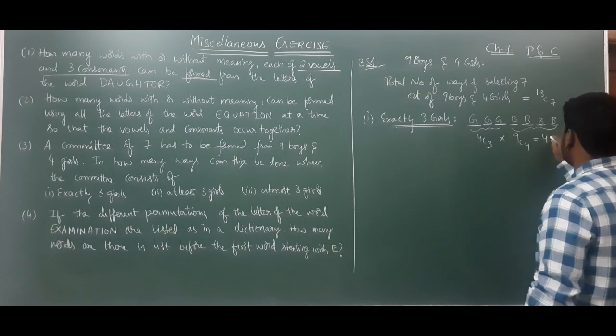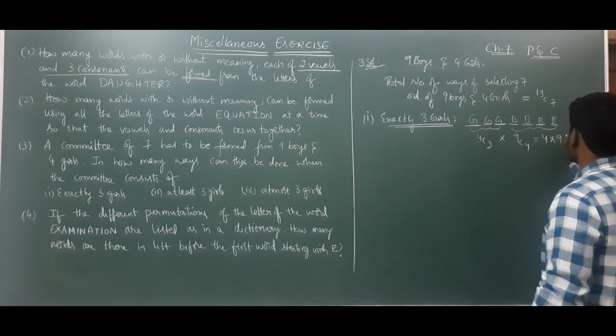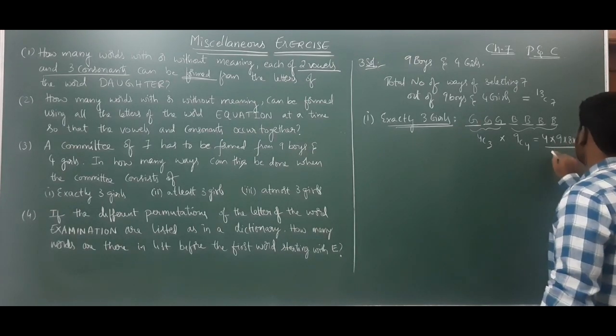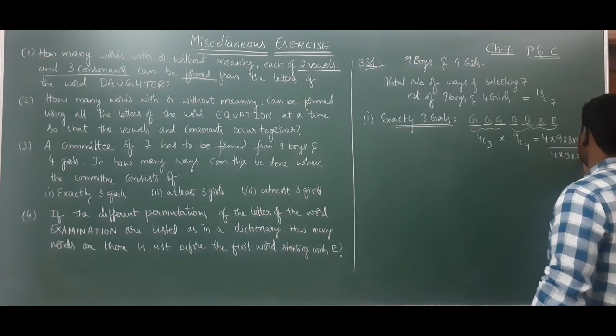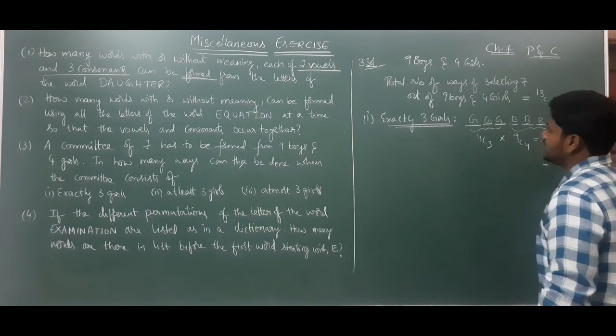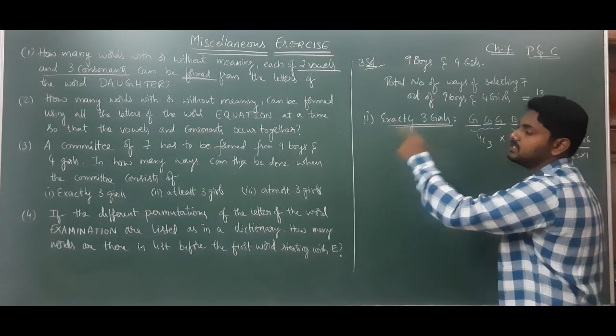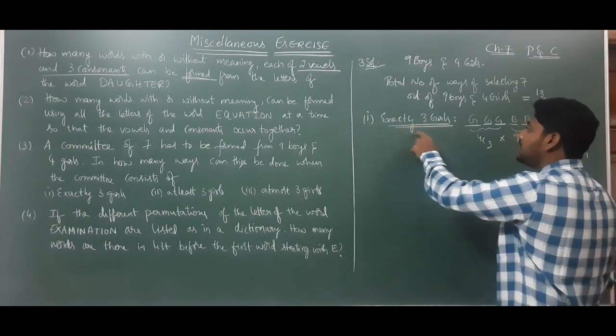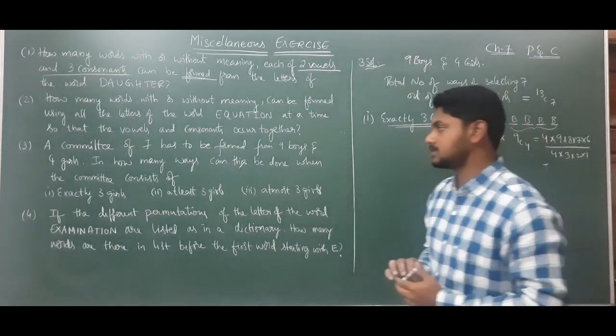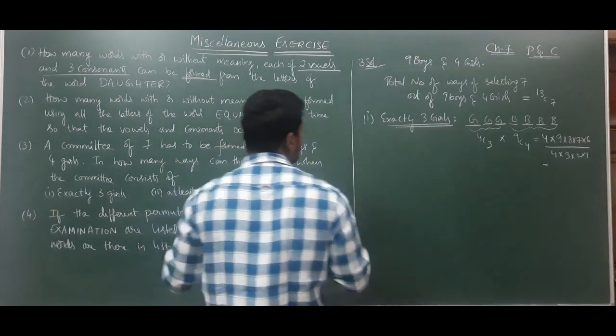So the value is 4 into 9C4, whose value is 9 into 8 into 7 into 6 by 4 into 3 into 2 into 1. Simplify this and write the answer. That will be the number of ways of selecting 7 out of 9 boys and 4 girls when that committee consists of exactly 3 girls. Now, at least 3 girls.